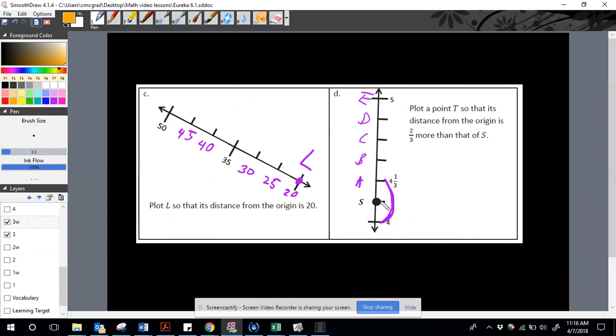So if I jump 1/3, 2/3, I would know that I could plot point T right here. So if I plot point T here, I know that it goes at point D. So it goes at the hash mark that is just before 5.